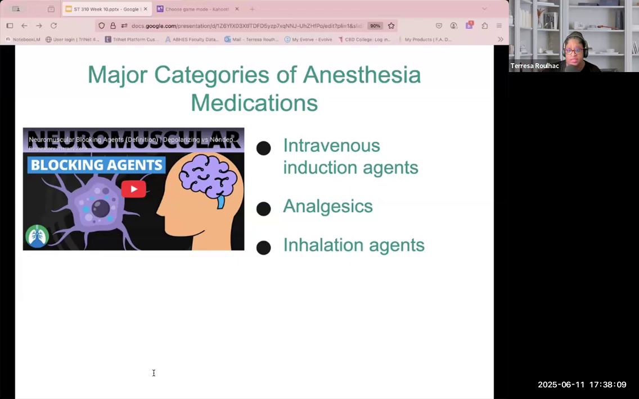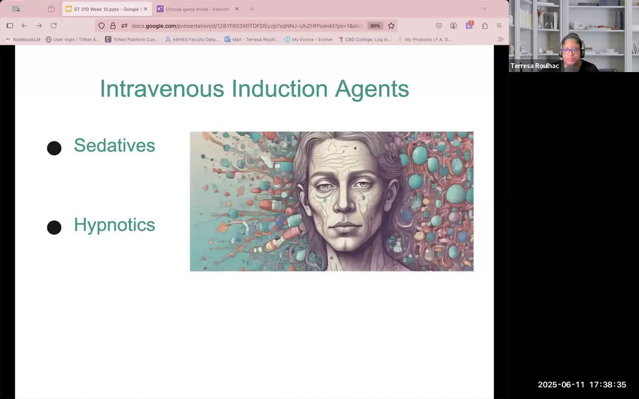We also get to reversal agents. They counteract the effect of other anesthetics to assist in recovery. Now, all of these medications contribute to helping the desired components of general anesthesia. It really does help the patients remain unconscious, pain-free, and relaxed. And that's really what we want during all of our surgical procedures.